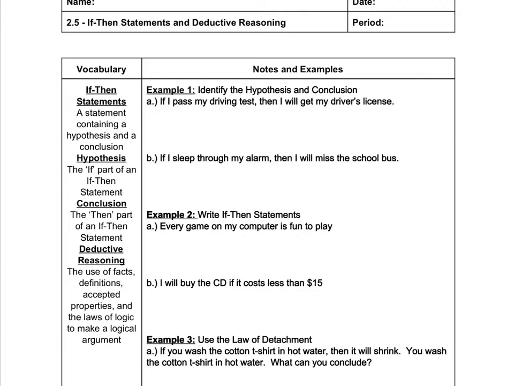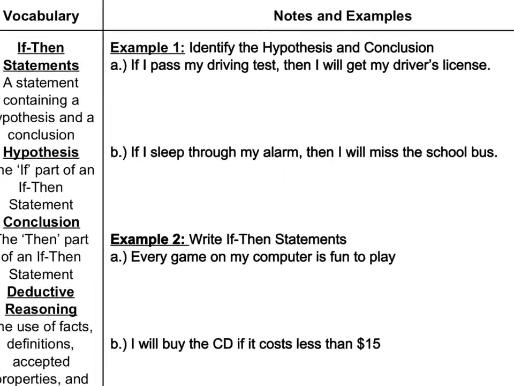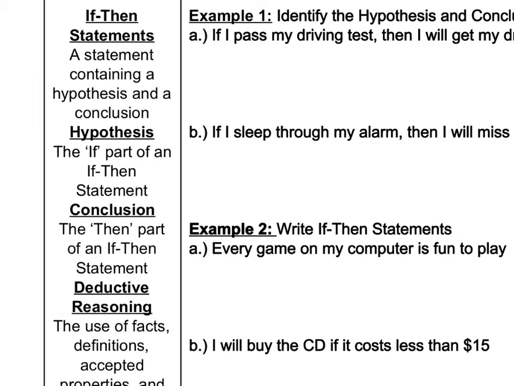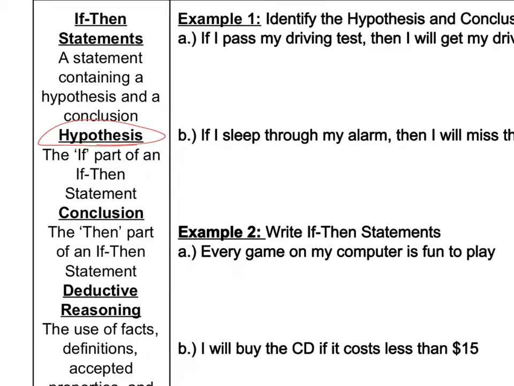You might see some words here that sound kind of familiar. So in this first example, we're talking about if-then statements. So if this happens, then something else is the result of that. If-then statements are split into two parts. You have a hypothesis, which we talk about right here. The hypothesis is the if part of the statement.